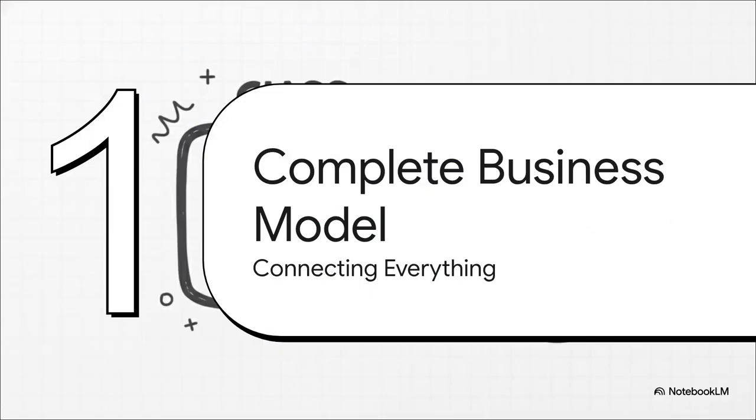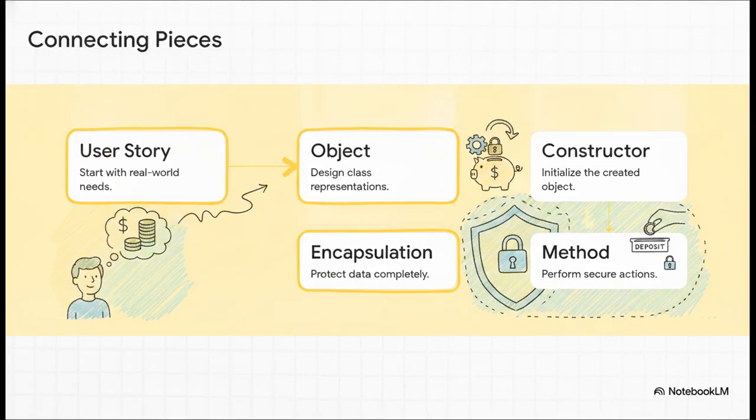Section 4. The complete business model. Let's put it all together and trace a real-world scenario from start to finish. Step 1, we start with a user story. As a customer, I want to deposit money. Step 2, that naturally leads us to design an object representing a bank account. Step 3, when a customer opens that account, our constructor initializes it, securely setting the account number and the starting balance. Step 4, when they actually hand over the cash, the deposit method performs the action securely. And finally, Step 5. Throughout this entire life cycle, encapsulation ensures that the private balance data is perfectly protected. Its pieces, logic, and protection, all working beautifully together.